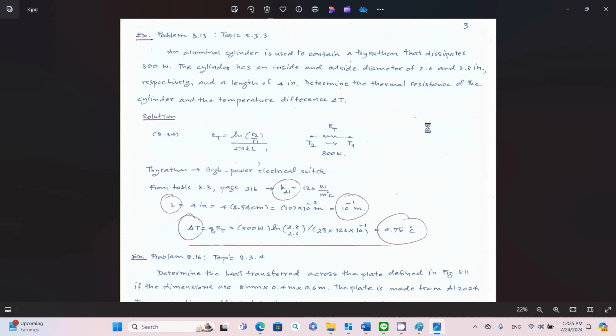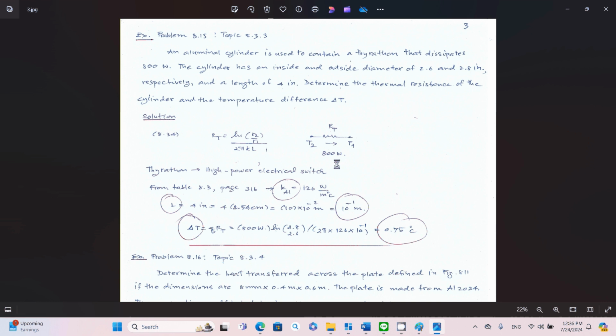First of all, what is the thyristor? You probably heard about it, some of you. It's some kind of a high power electrical switch. Now we will focus on the aluminum cylinder. That's the material we are talking about.